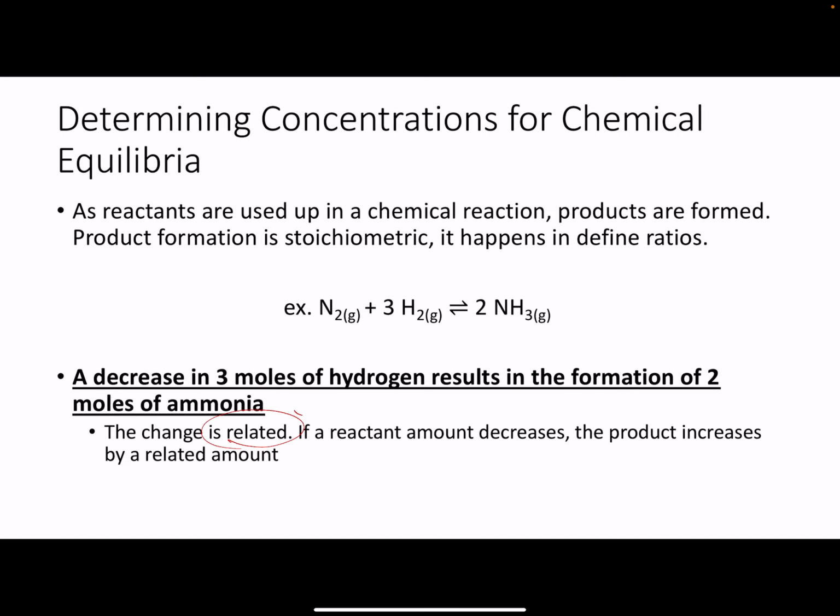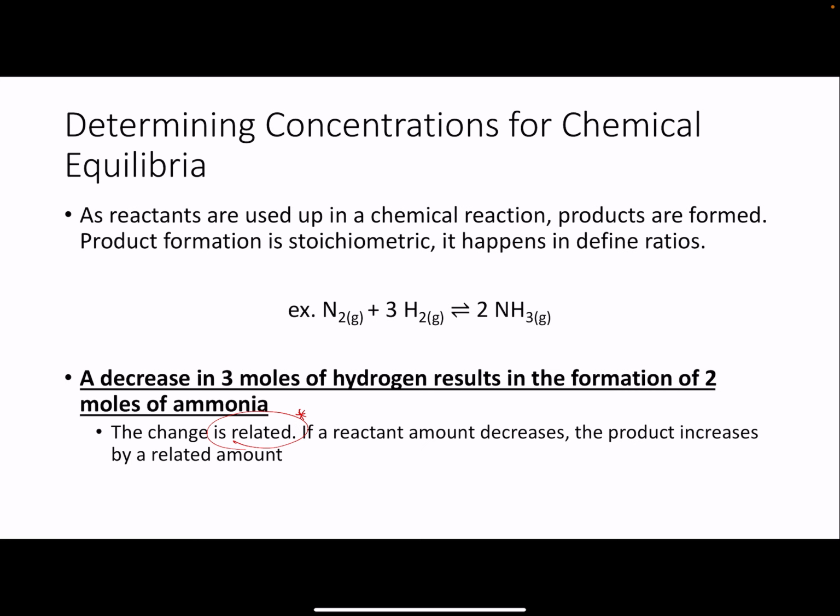That's key. Just like we said, for every 1 mole of nitrogen that's lost, we gain 2 moles of ammonia. For every 3 moles of hydrogen lost, we gain 2 moles of ammonia. So the amount they change by is related, and that is stoichiometric, and it's based on the mole ratio. But the actual numbers are not.